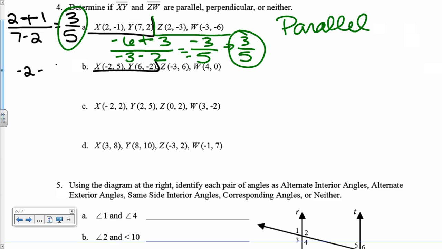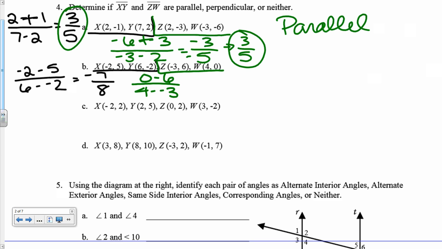Negative 2 minus 5, 6 minus negative 2. We get negative 7 over 8. ZW, 0 minus 6, 4 minus negative 3. I get negative 6 over 7. These are neither the same nor are they opposite reciprocals, so these are neither parallel nor perpendicular.